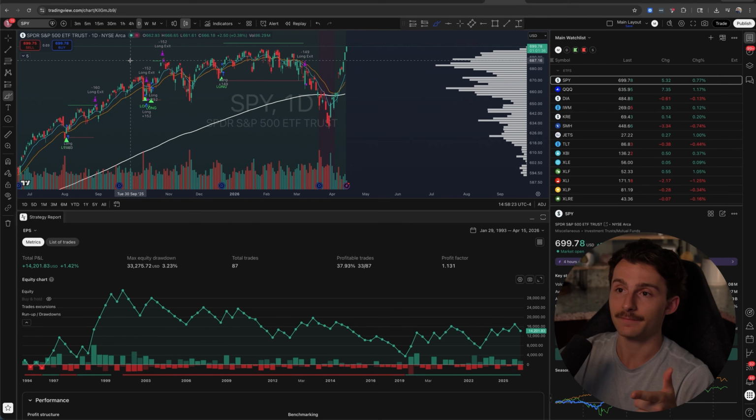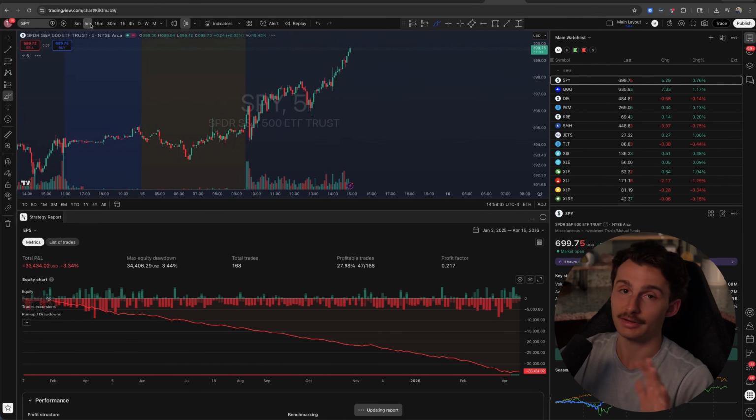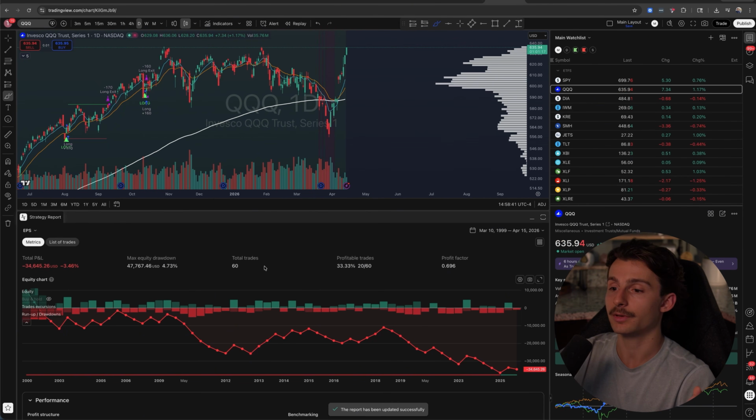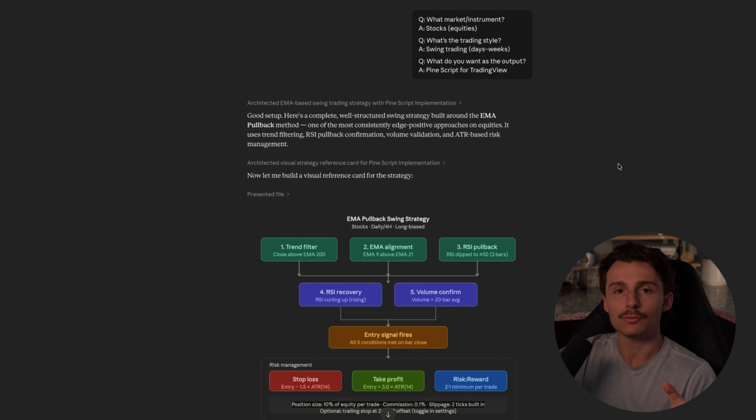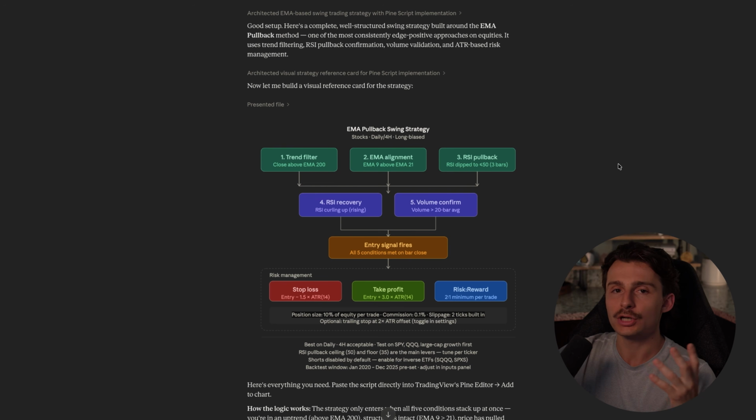Here it is on the daily time frame for SPY, 4-hour time frame, 1-hour time frame. The lower the time frame, it just gets worse and worse. Here it is on QQQ. It's actually even worse. Now, it's not wrong and it tried its best, and you can even potentially start here from scratch, but we're just not giving it enough.